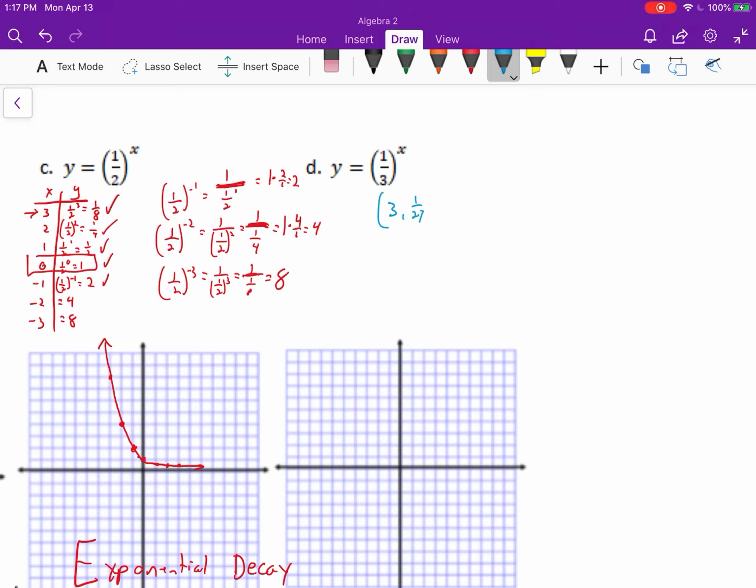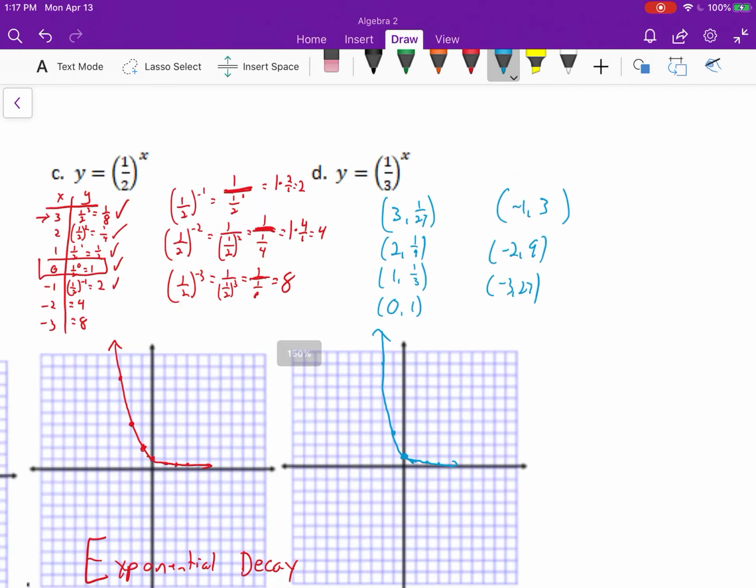We would have, if we put a 3 in here, we would get 1/27. If we put a 2, we would get 1/9. 1 would give us 1/3. 0, anything to the 0 power is 1. And then here, these give us the reciprocal, so if we put -1, we get 3. -2, 9, and -3, we get 27. So we could graph these points. 3 and 1/27, it's probably really hard to even put on there. 1/9 is still rough. 1/3, 3, and 9. And so there is a sketch of that graph.